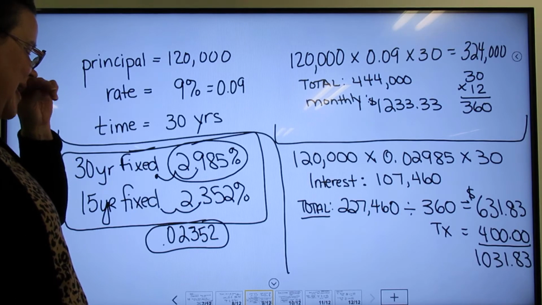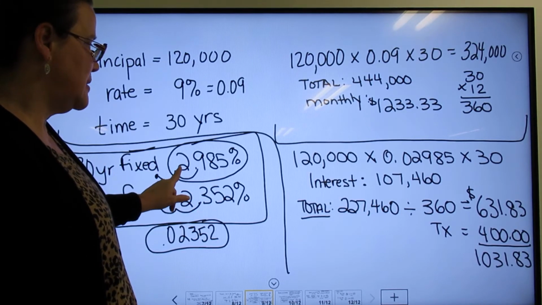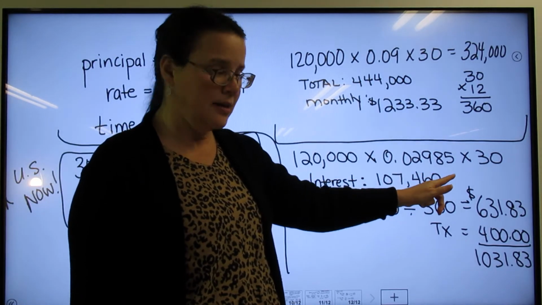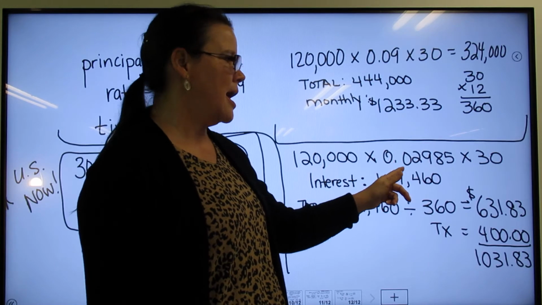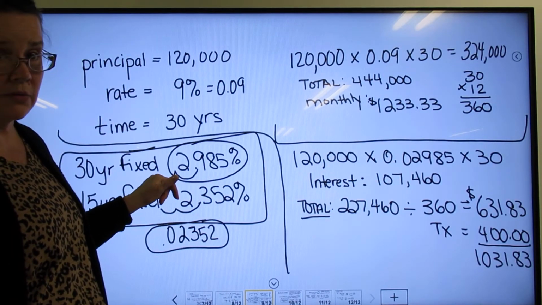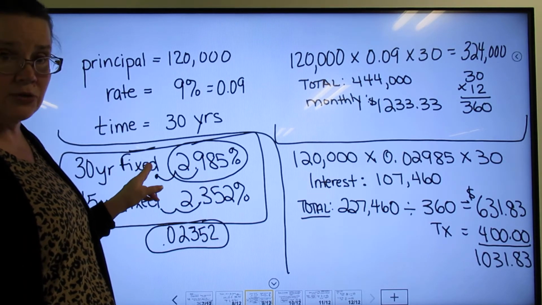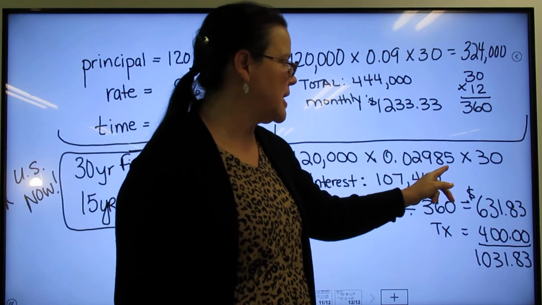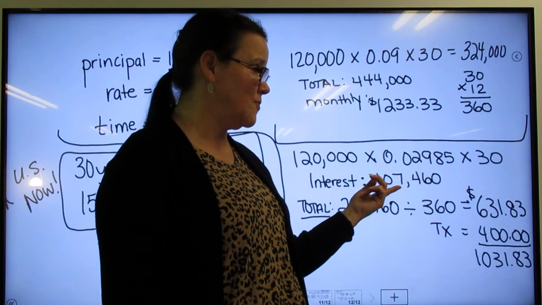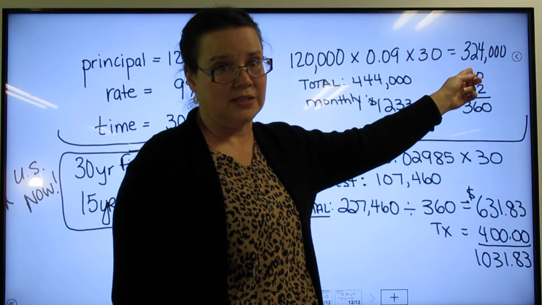Okay, and so you would have your interest, and I did the one for 30 years, and we worked it out in class, and we did 120, and remember, you still have to convert this to a decimal, okay, even though it looks like 2.985, you still have to move that 2 to the left, and you times that with 30, and you're going to get 107,460. But let me tell you, that sounds way better than 324,000, right?